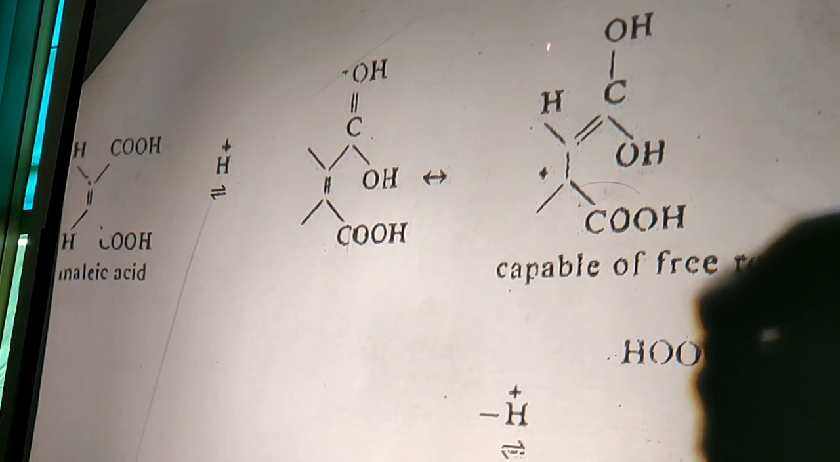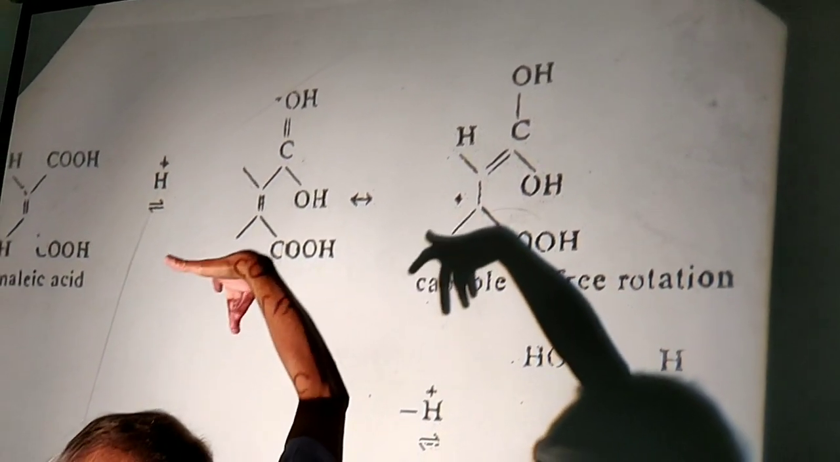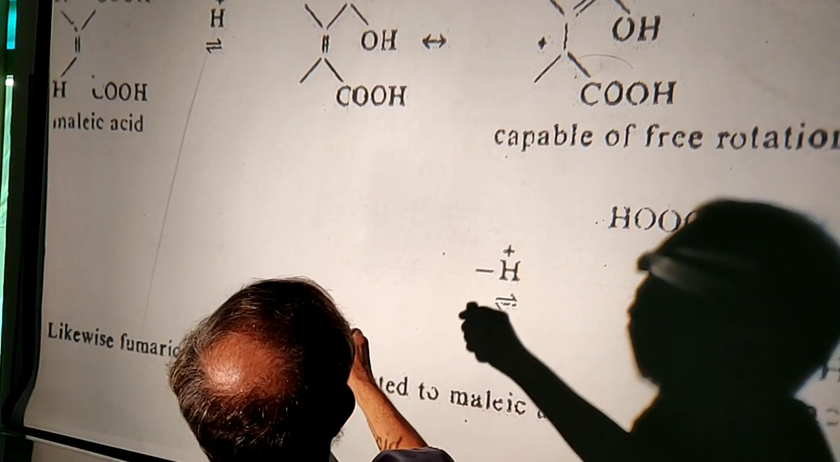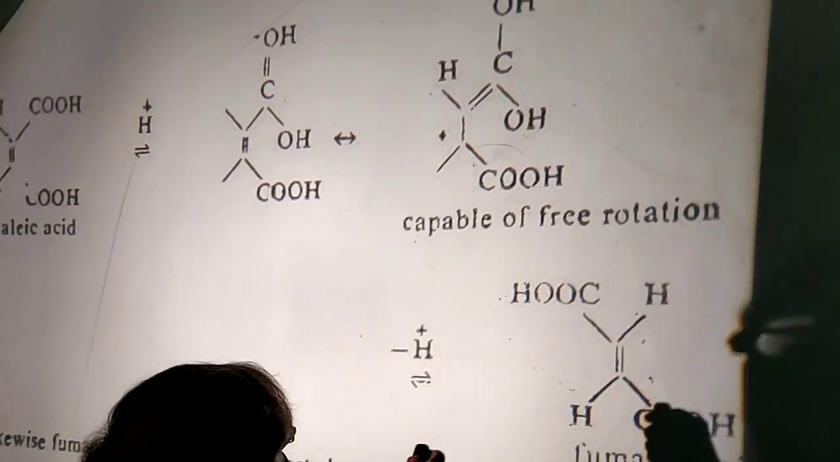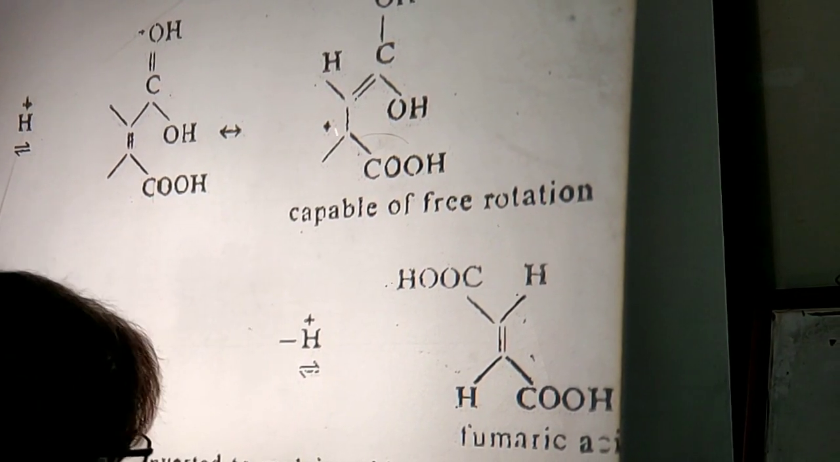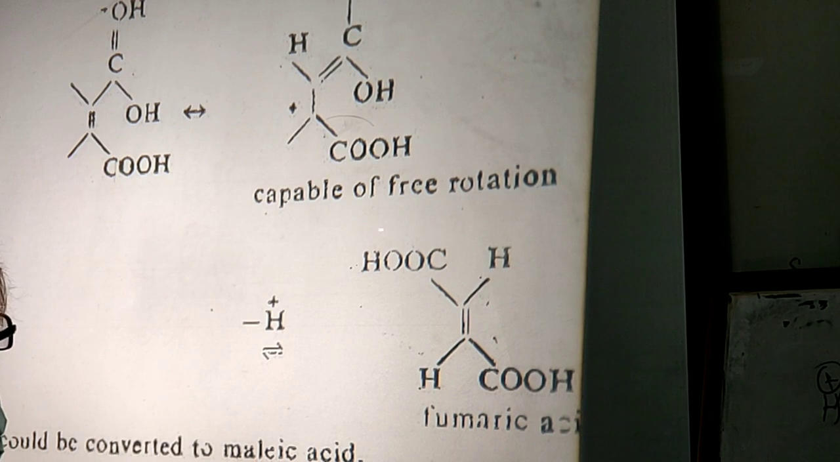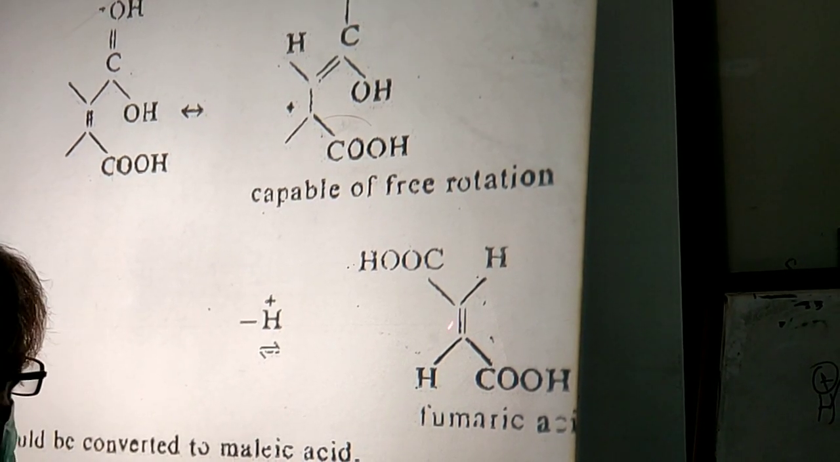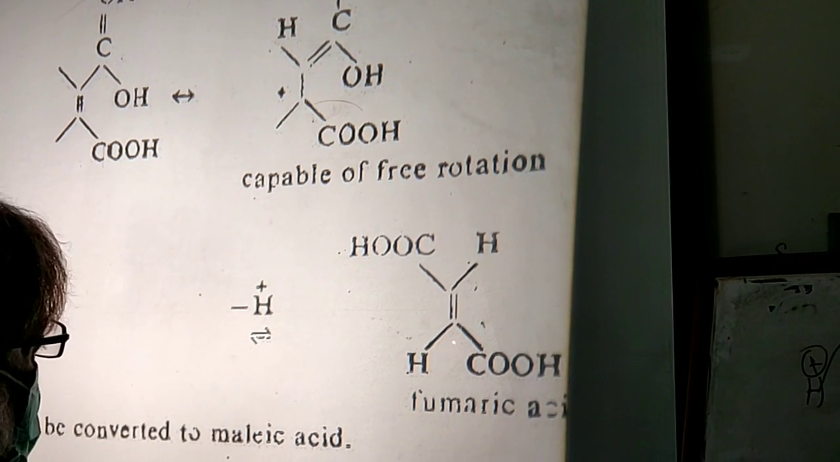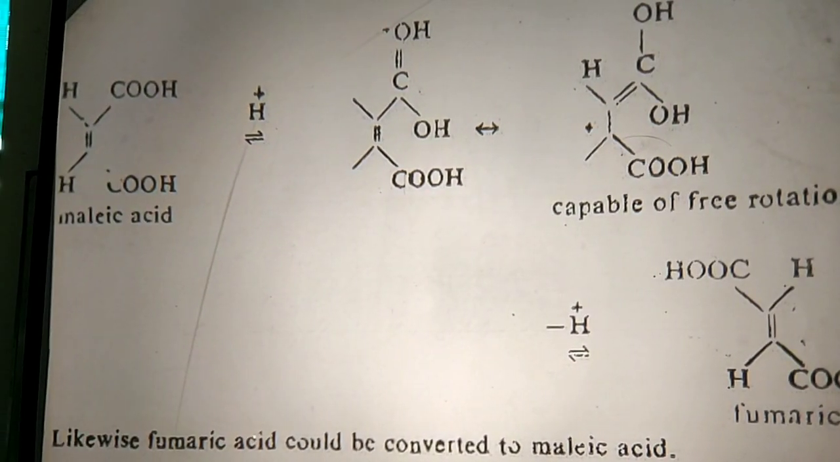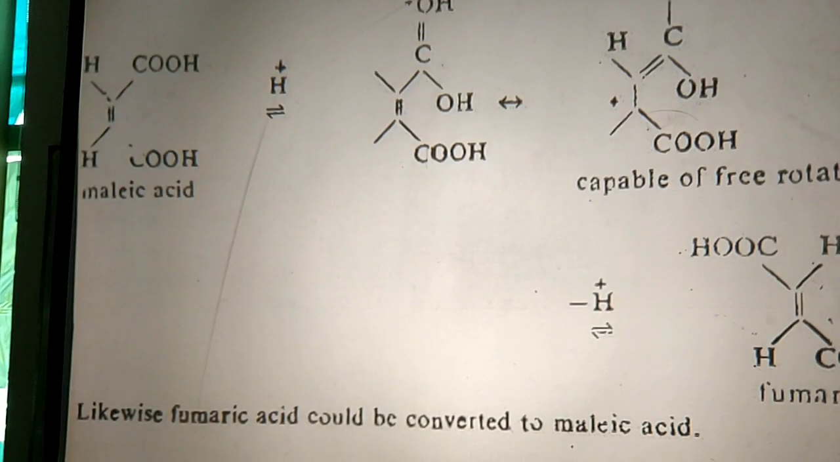And this area is more prone to rotate in this way, rotate in this way. Could you be able to understand? I'm talking about this area, capable of free rotation. And by rotating it, it can be converted into the trans form. Now, COOH is here, COOH is on the opposite side, and hydrogen is on the opposite side. Now this has been converted into fumaric acid. This is the way that by catalytic reaction isomers are converted from one form to another form. Likewise, fumaric acid could be converted to maleic acid. Likewise, this can go back.